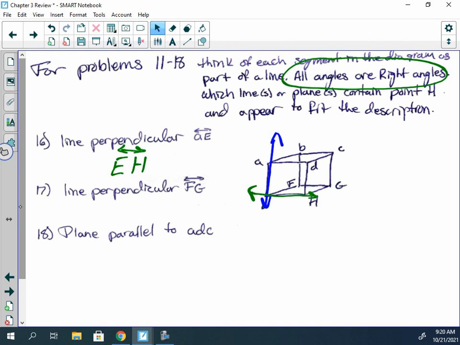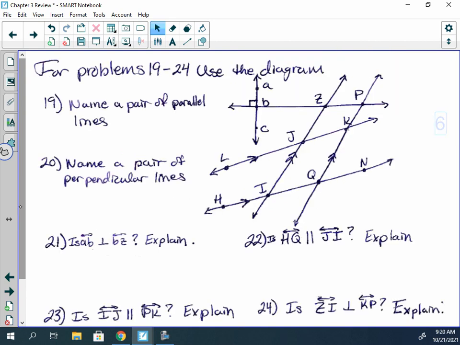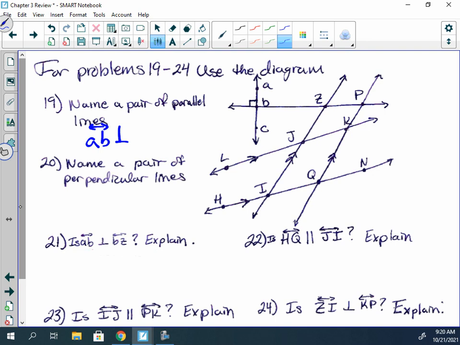Good with this here. Questions on 19 through 24. One of those that y'all want to look at. 20. Name a pair of perpendicular lines. Perpendicular lines intersect at what? Right angles, yes? Is there a right angle in the diagram? Up here at the top, yes? So we can say what? Perpendicular to BZ. And I'm going to move that here.